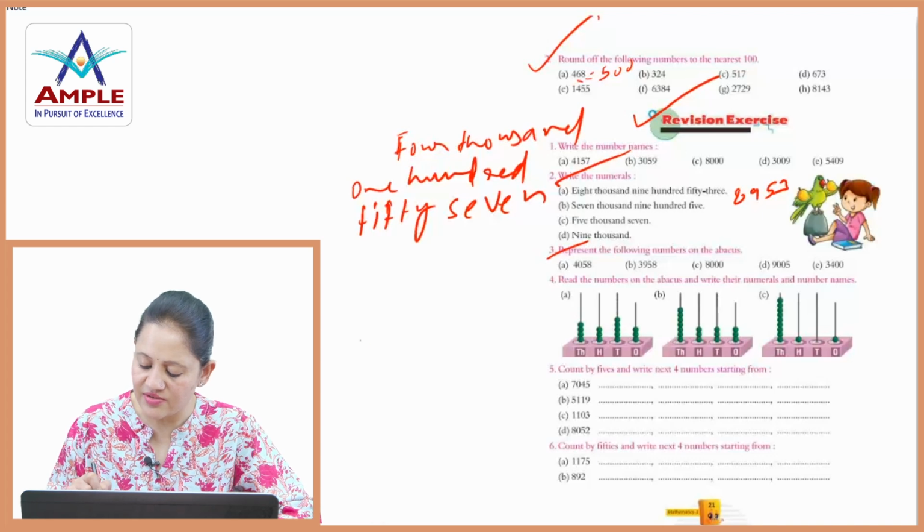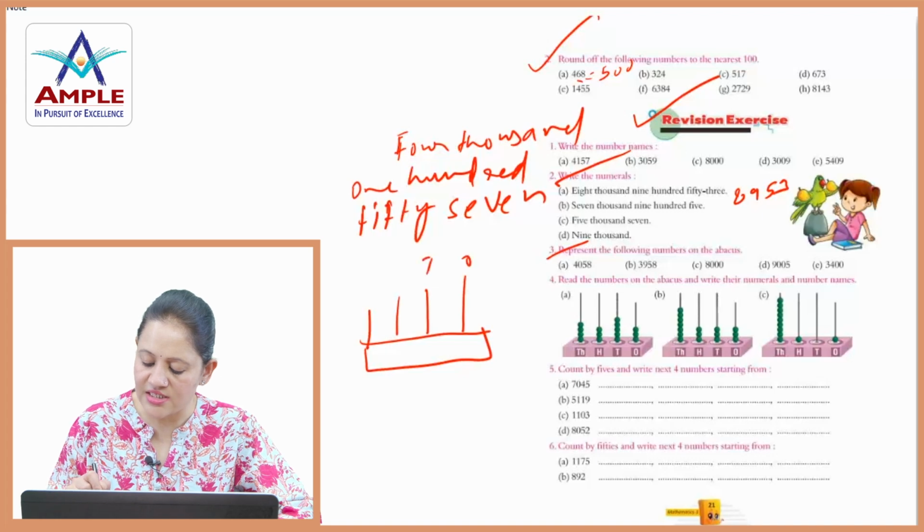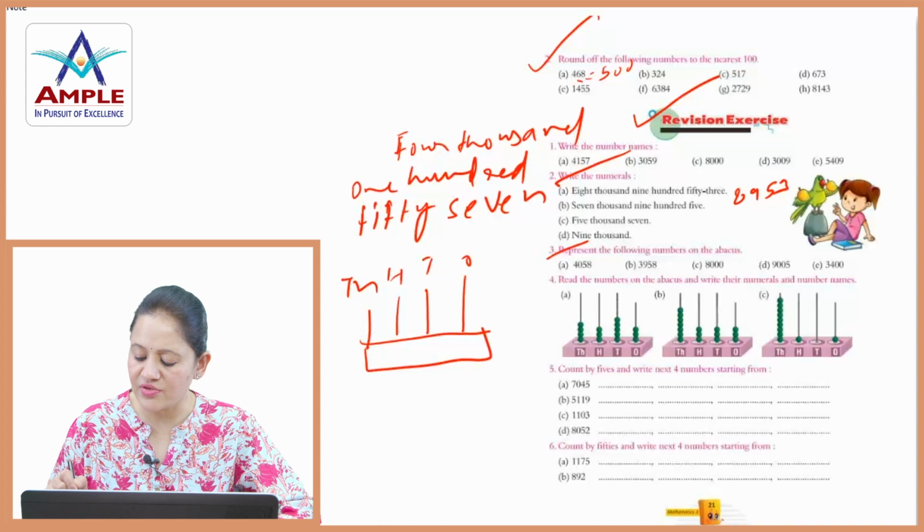4058. Suppose this is the abacus: ones, tens, hundreds and thousands. So our number is 4058. So 8 beads here, 1, 2, 3, 4, 5, 6, 7, 8. 5 beads at tens place, 1, 2, 3, 4, 5. No beads at hundreds place and 4 beads at thousands place. So this is how we'll represent the number.